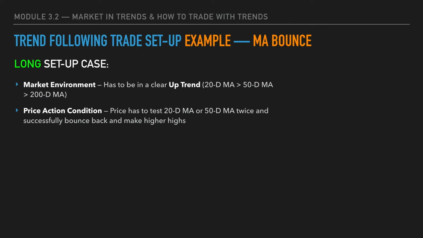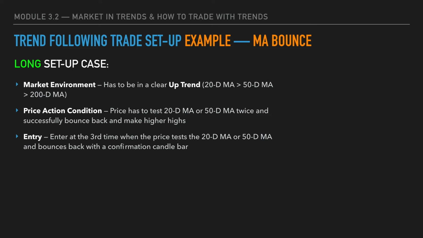The price has to test the 20-day moving average or 50-day moving average twice and successfully bounce back and make higher highs. If that happens, then you enter your trade at the third time when the price tests the 20-day moving average or the 50-day moving average and bounces back with a confirmation candle bar.